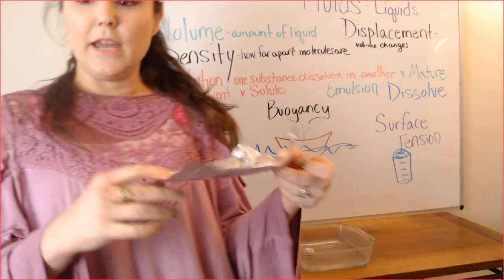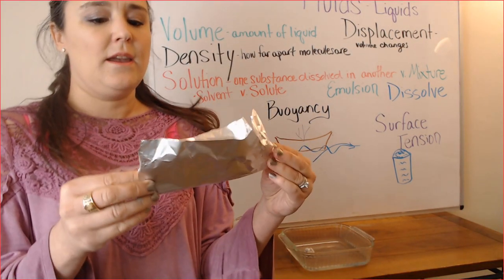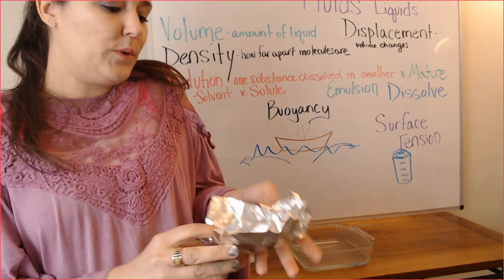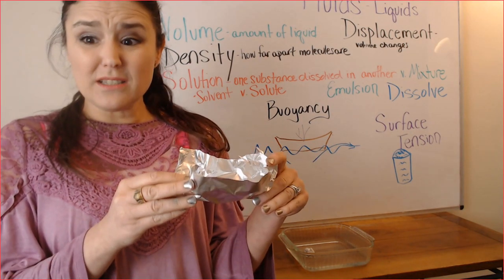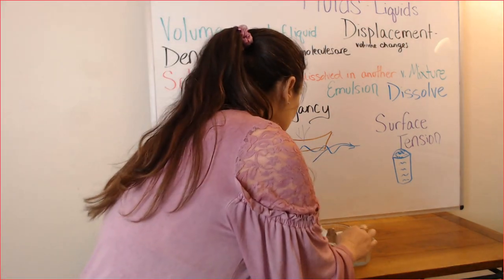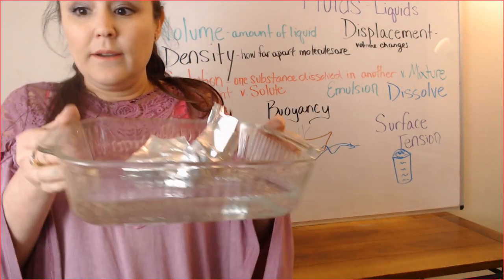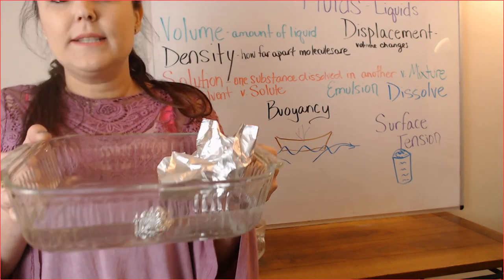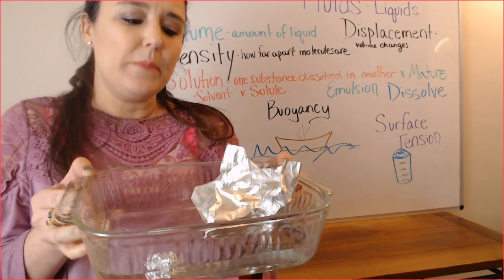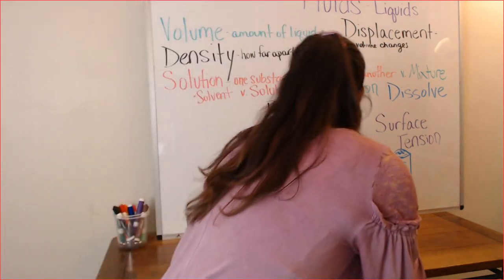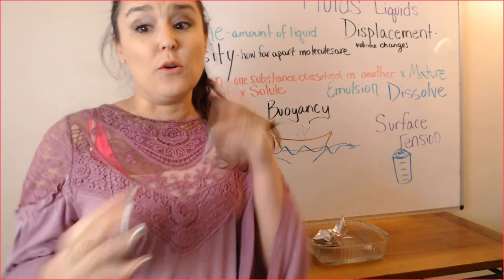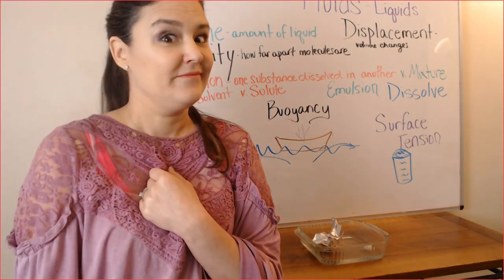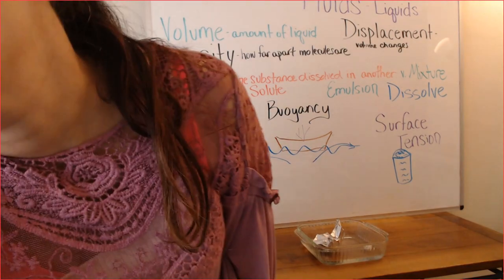Now, if I take my handy dandy piece of tin foil like this, and I make it into a boat with a wide bottom, because we know boats float, even though metal is super dense, right? And I set it carefully on the top, it will float on top of the water, because the amount of water that is displaced by the wider bottom makes your boat float. Now, we are going to do a super fun project with displacement. You ready? Let's do it.